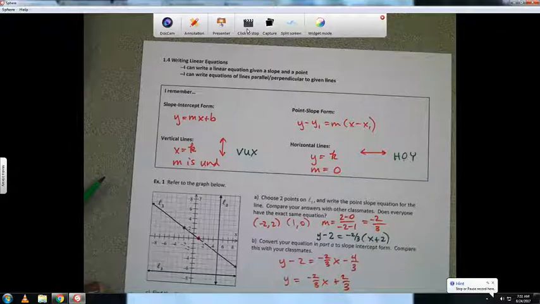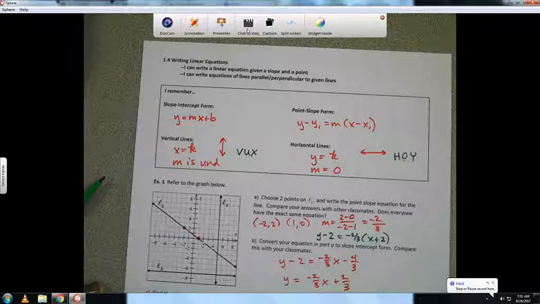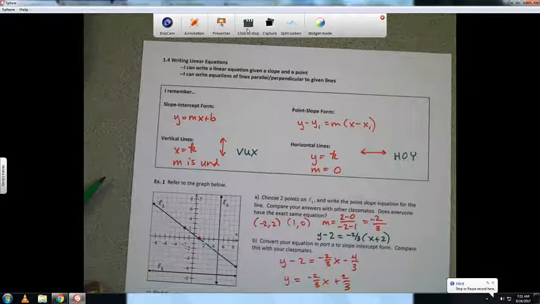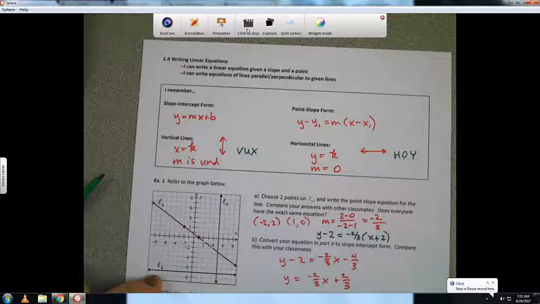Alright, letter C, find the slope of line 2. Line 2 is this one here, and that's our vertical line. So the slope is undefined. The equation of the line is going to be x equals whatever the x value is that the line goes through. So it's x equals 5. Line 3 is a horizontal line. The slope of all horizontal lines is 0. And the equation is going to be the y-coordinate that the line passes through, so negative 7.